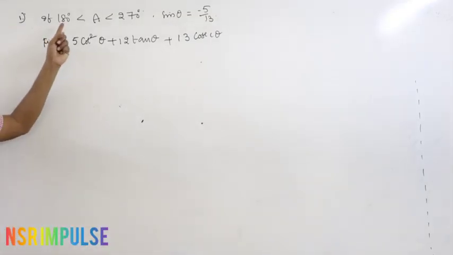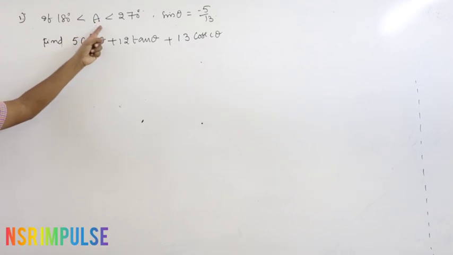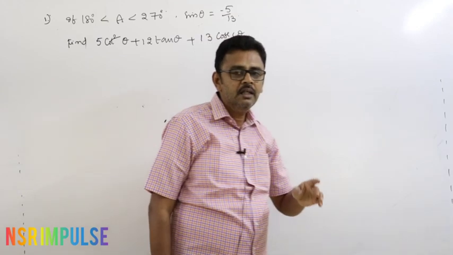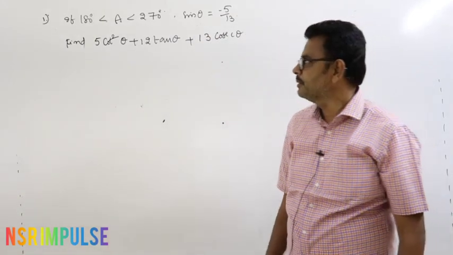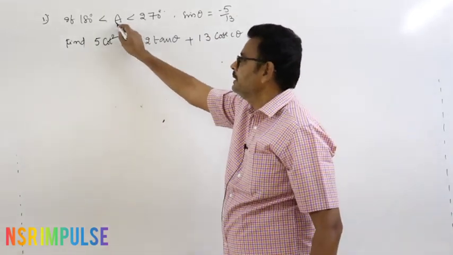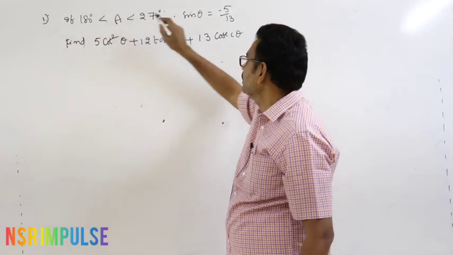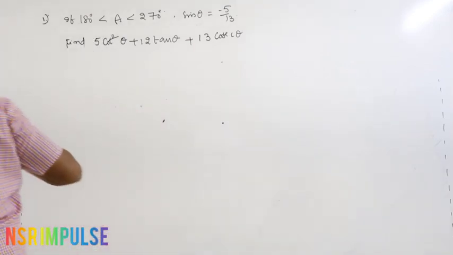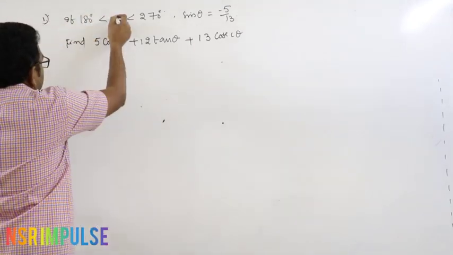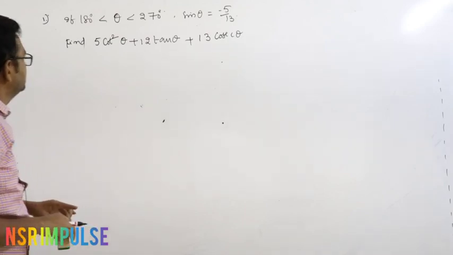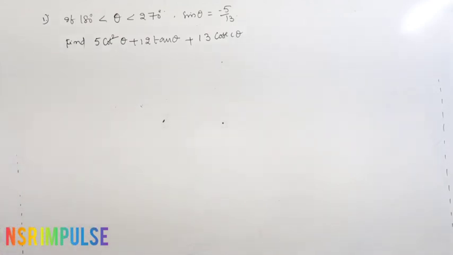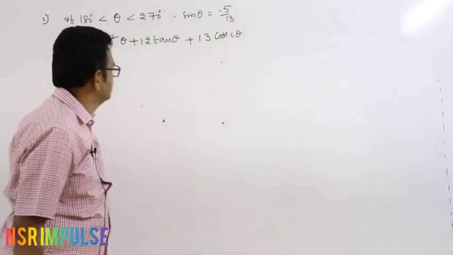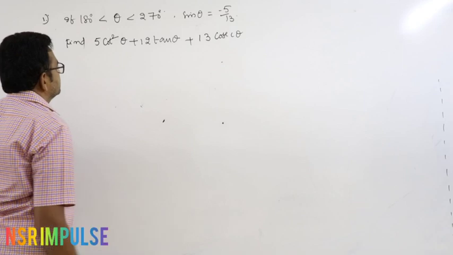Now the question is, if 180 degrees is less than A is less than 270 degrees, that means A lies in the third quadrant. And the sin theta is given, 180 degrees is less than theta is less than 270 degrees, and sin theta is given as minus 5 by 13. Then find the value of this.